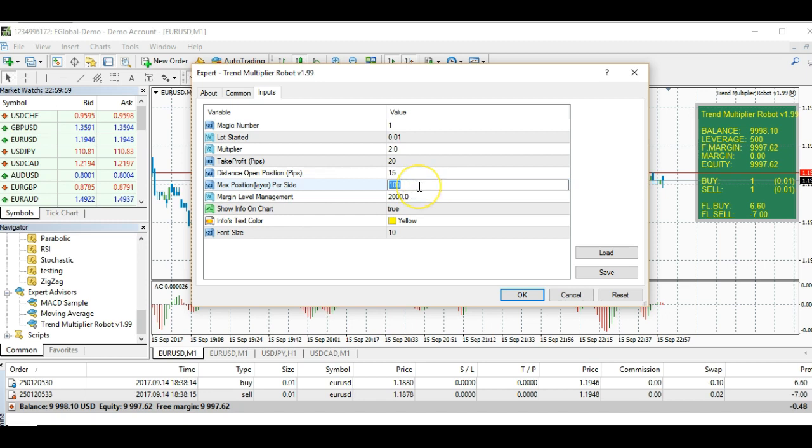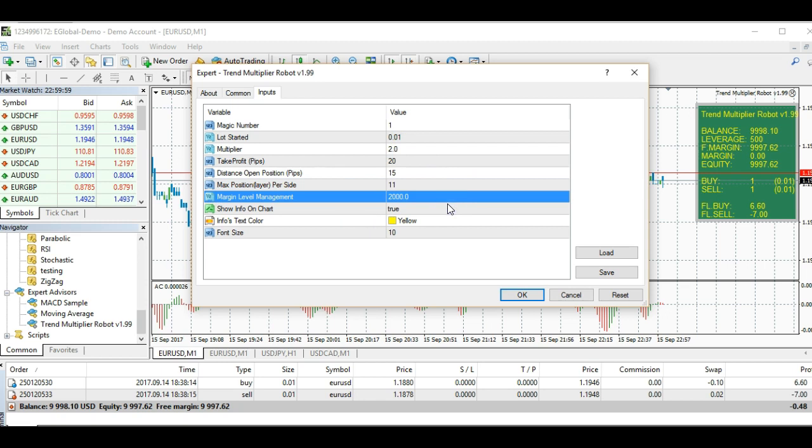So for the max position layer, I suggest that you put it at 10, or a maximum of 11 or 12, depending on your account or your capital. If your capital is bigger, then you can put it at 12. Don't put it at 100, because it is very dangerous. Later I will show you how the calculation works on more layers.